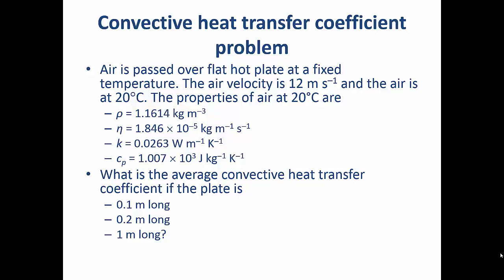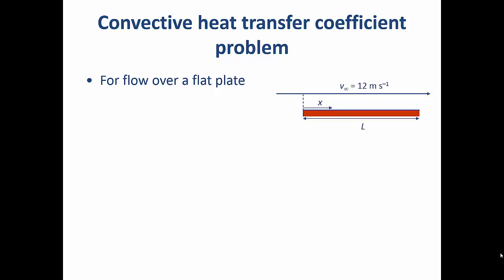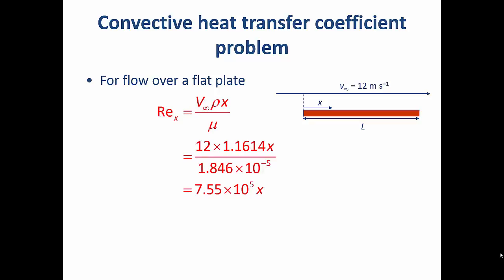So this is the problem I left you with last time, and you were asked to calculate the average heat transfer coefficient for plates of different lengths. This is the basic problem we're dealing with. For flow over a flat plate, the local Reynolds number is given by the far field velocity times the density times the distance along the plate x divided by the viscosity, and I've therefore got an expression here for the Reynolds number as a function of x, because I left you with a question asking you to calculate the result for different plate lengths.